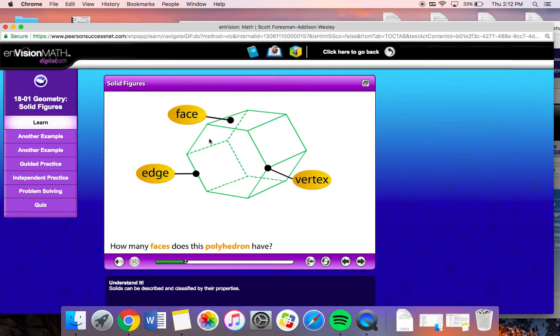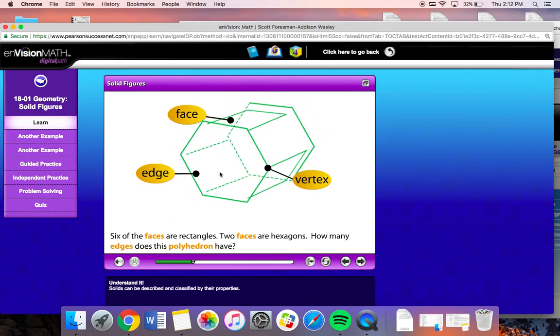How many faces or flat surfaces does this polyhedron have? Give you a second to count. The polyhedron has 8 faces. There are 6 sides and then 2 bases. 6 of the faces are rectangles and 2 are hexagons. The bases, the hexagons, are what's going to control what we name this as we go on.